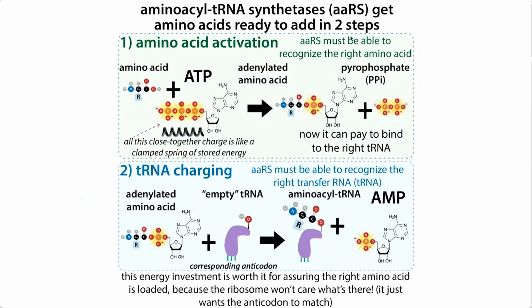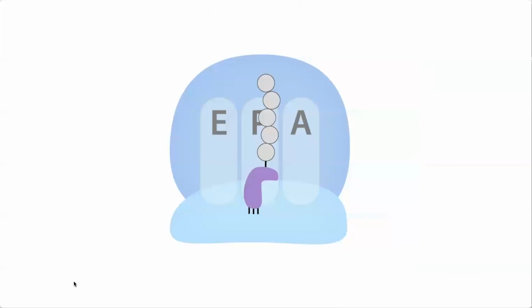These tRNA synthetases are cool, and they have a bunch of different tricks to recognize the right tRNA and the right amino acid. I'm not going to go into that, but it's going to happen. It takes energy. The energy is worth it because your ribosome's not going to know what the heck the amino acid is when you add it to the growing chain. It's just going to know if the anticodon matches the codon. So you want to make sure that it's the right thing.